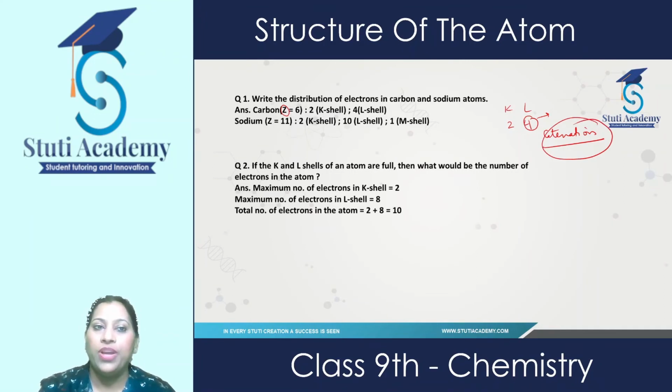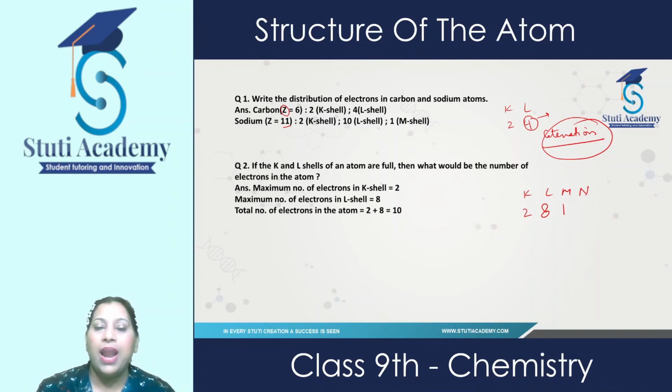Then we have sodium. Atomic number is 11. K, L, M, N. In K, only 2 can come. First, we will fill L with 8 electrons and only 1 is left. This is the electronic configuration of sodium.